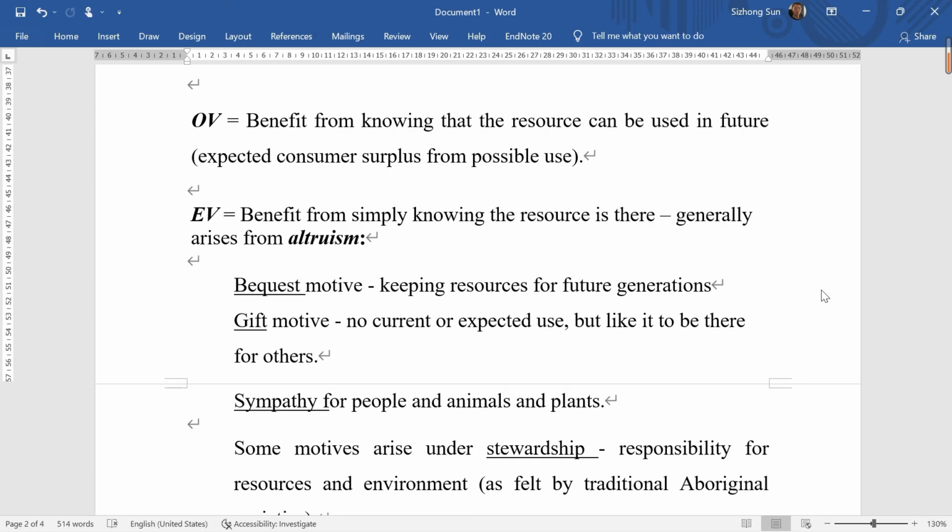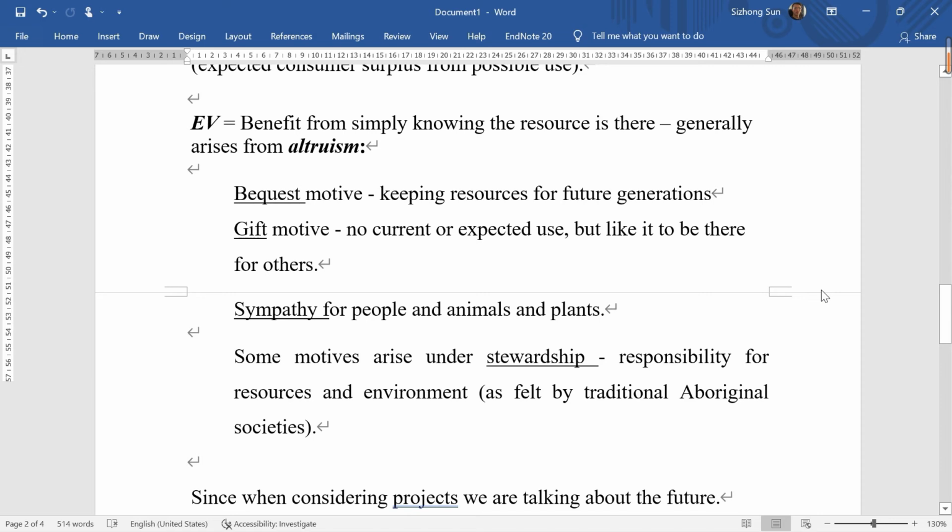For example, we can have the following situations. First is bequest motives, keeping resources for future generations. It could be due to gift motive. We don't have any current use or expected future use, but we still like it to be there for others. It could be due to sympathy for people and animals and plants. And some motives arise under stewardship, like responsibility for resources and environment, as felt by the traditional Aboriginal societies.